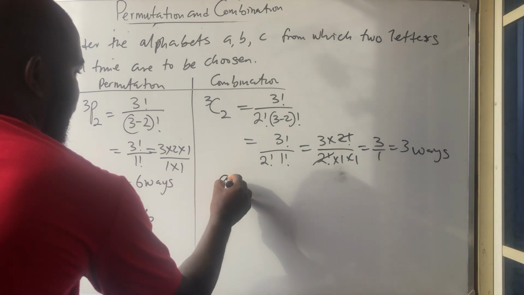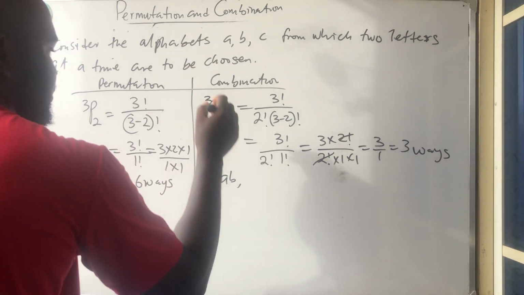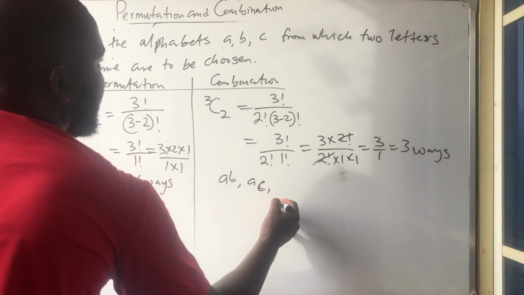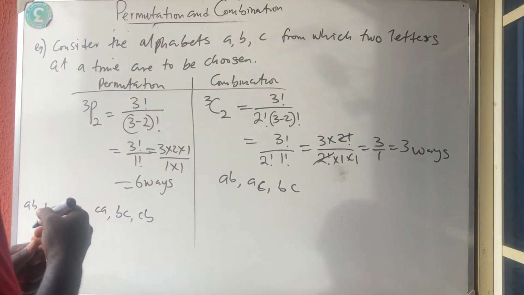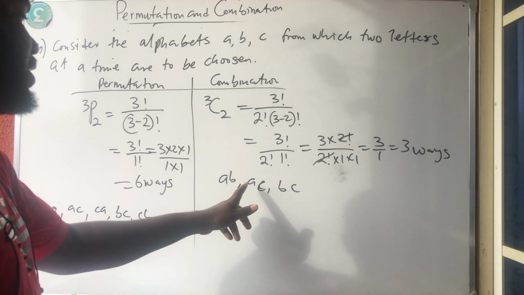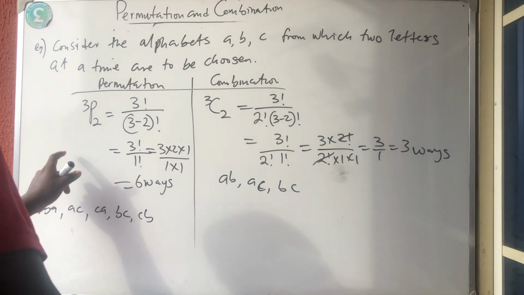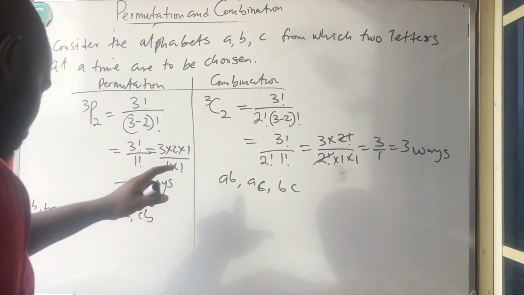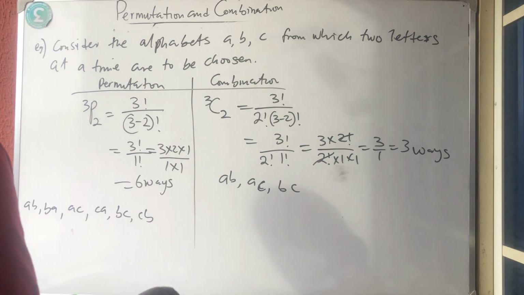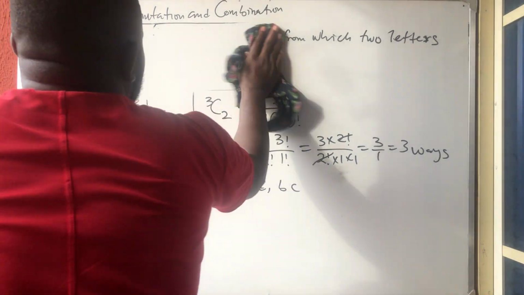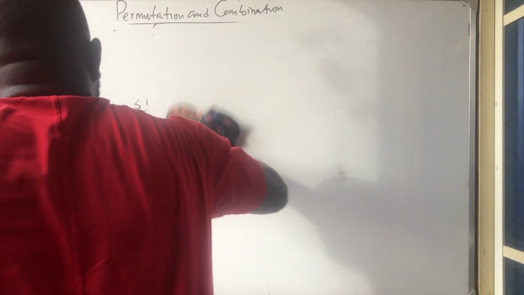Let's check it. A and B, A and C, then B and C. If you say you are selecting C and B, it's the same thing as B and C. So in permutation you take note of the order of arrangement, but in combination we don't take note of the order of arrangement. Very, very important to note.